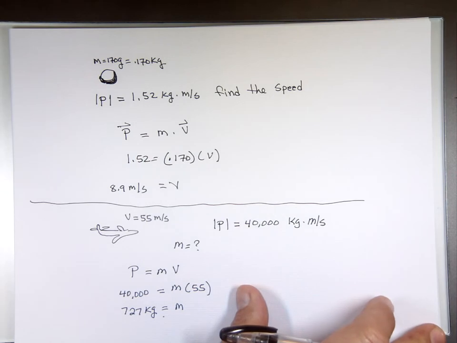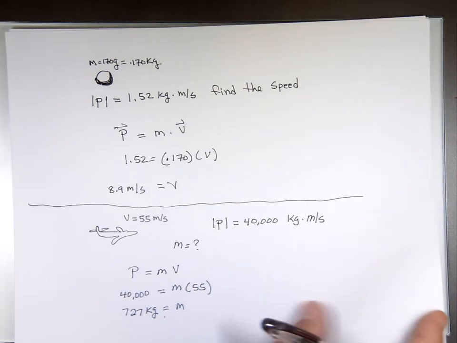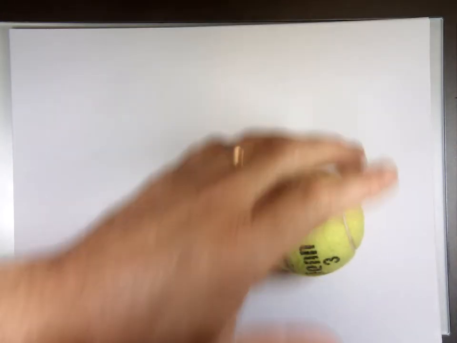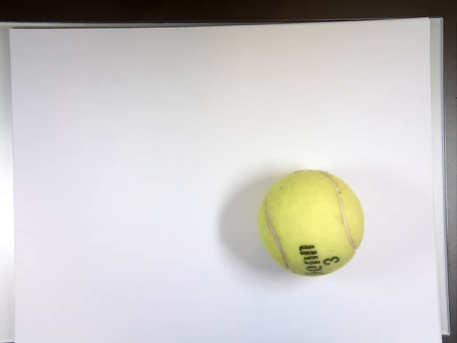Let's see what happens here. Let's take another example. What are those? Do I have one of those? We have a tennis ball here. And do I have one of those stress balls? I think I might have one somewhere here. Do I have a stress ball here?